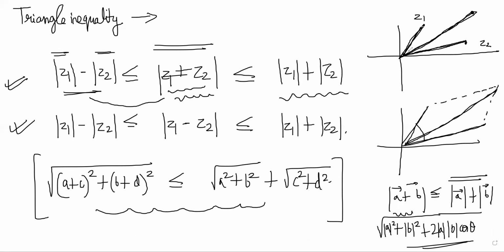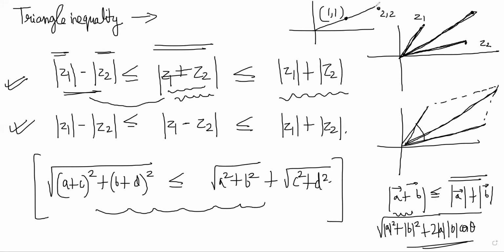Like, only if the two vectors or the two complex numbers were on the same line. So if you had something like this, 1 plus 1i and 2 plus 2i. So let's say this is 1 plus 1i, 1 comma 1, and another complex number was 2 comma 2.